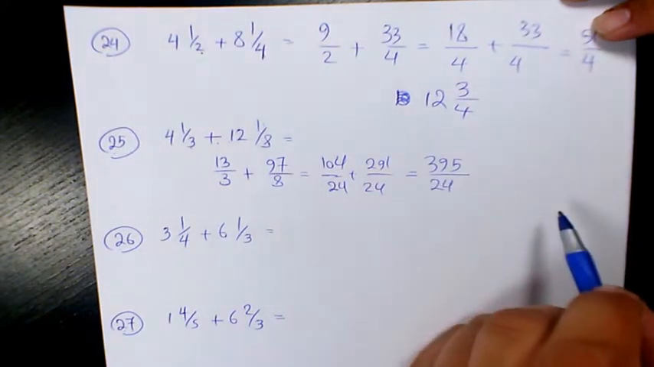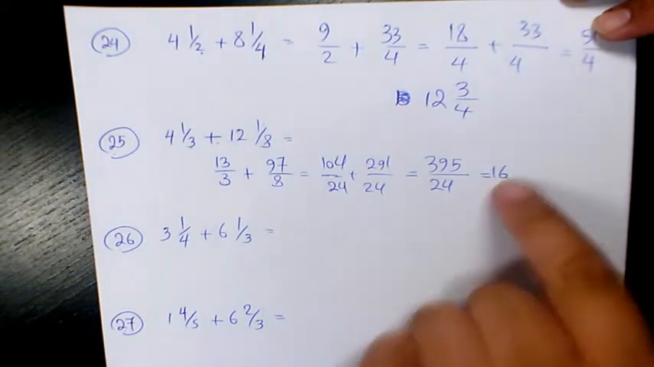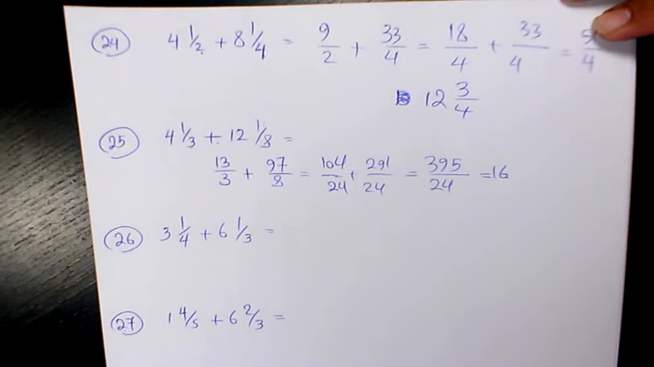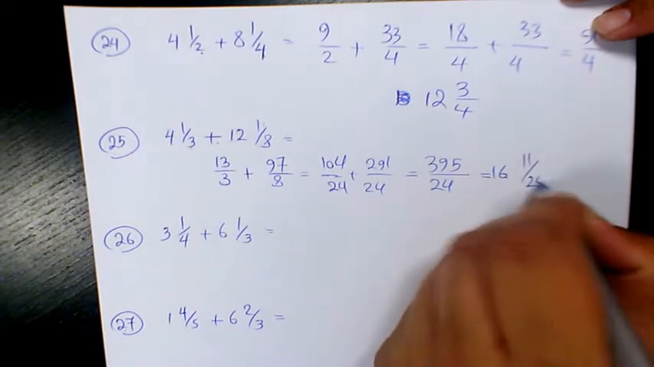It's going to be 16.458. So we keep the 16. 16 times 24, that's going to be 384. 395 minus 384 is going to be 11. So 16, 11 over 24.